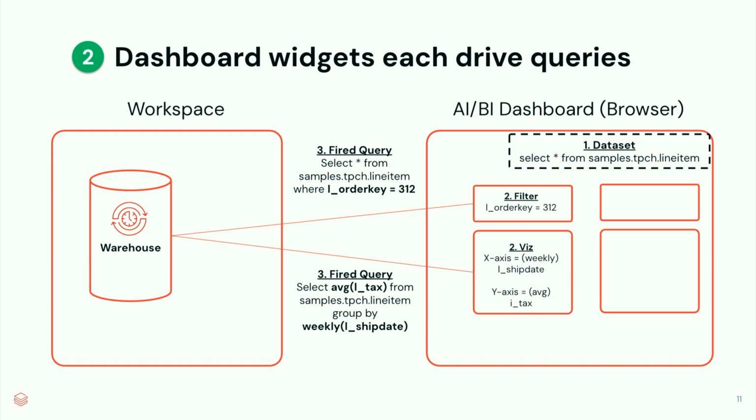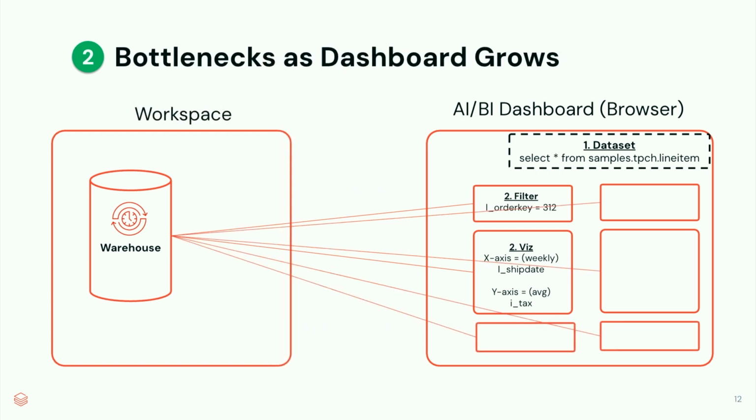And so in this case, I've got two widgets, the filter and the visualization. You can see they fire two queries to the warehouse. And this is basically how a dashboard works, and it can be effective. But you can imagine as you start to scale that dashboard, as you start to add widgets, you add multiple pages, you can fit hundreds of widgets on a page. You'll quickly start to overwhelm the warehouse. You'll start to see queuing, and things will just be a little bit slower and less snappy.